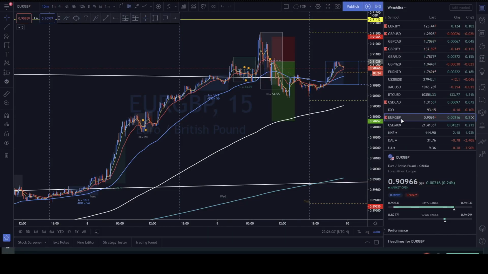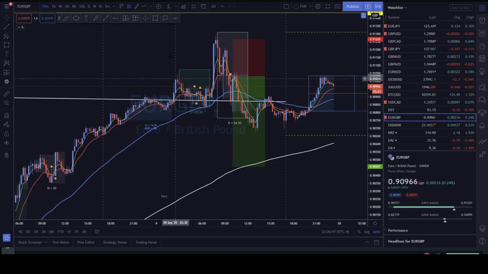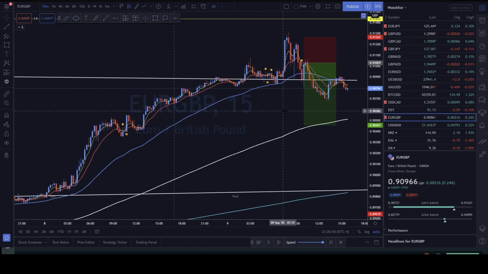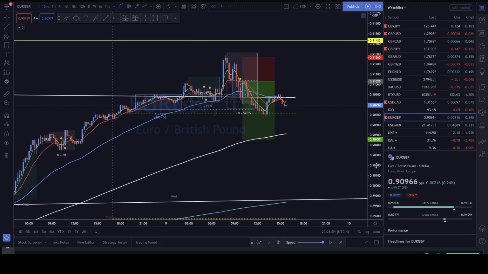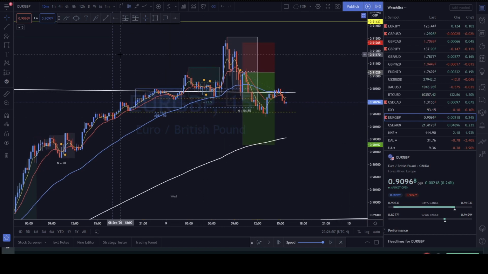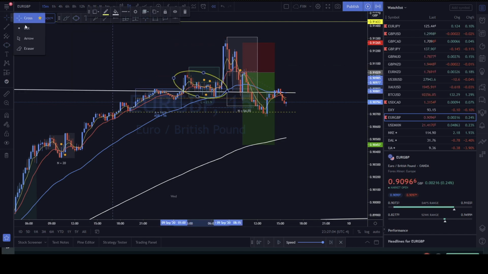All right, so the first one we're going to talk about is going to be Euro Pound. Euro Pound had basically a type one setup during the US session. So let's talk about this particular setup. You can see that during the London session, we did nothing but move straight sideways. Because of this behavior on Euro Pound, essentially what you can expect is some type of a false move to happen, typically in the New York session or right before the New York session happens.